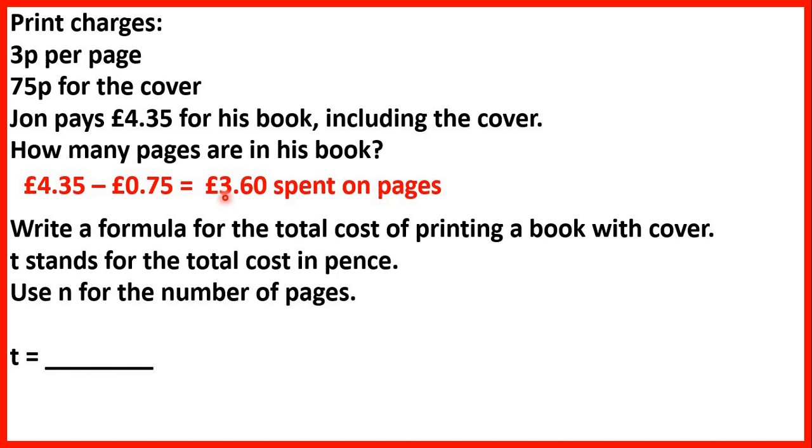So if we know that £3.60 was spent on pages and the cost of a page is 3 pence per page, we can divide 360 by 3, because £3.60 is 360 pence, and we're told the cost per page in pence. Now 360 divided by 3 is 120. So that means there are 120 pages in his book. We can check.